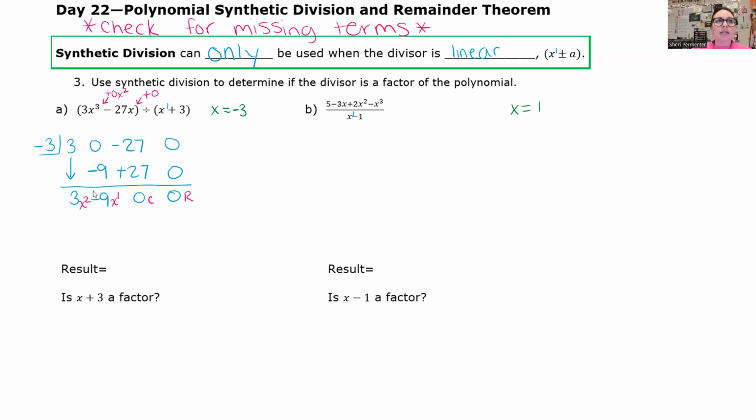My result, I'm going to take the bottom line and rewrite it. So I have 3x squared minus 9x. Do I have to write to the first power? No. Do I have to write plus 0? No. And I don't have to write remainder 0 either. So this is my result. Like that is it. Would you say that x plus 3 is a factor? Why? Yes, because the remainder is equal to 0.